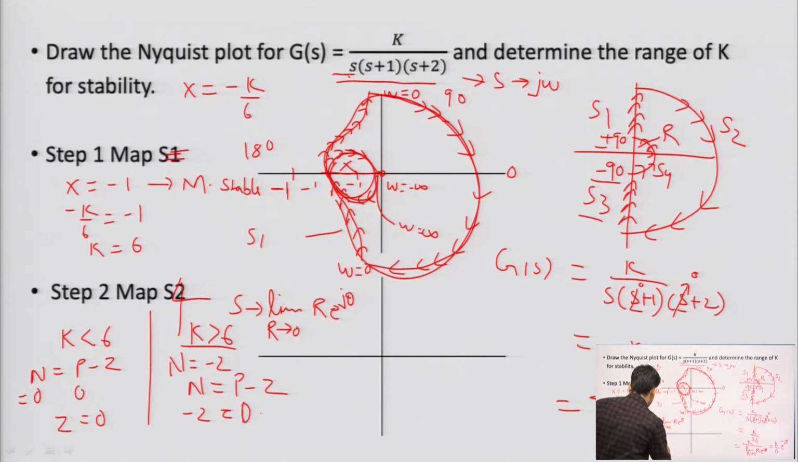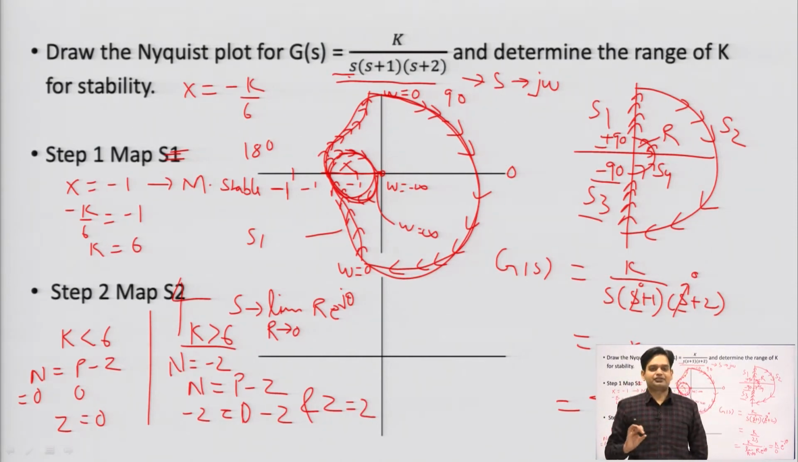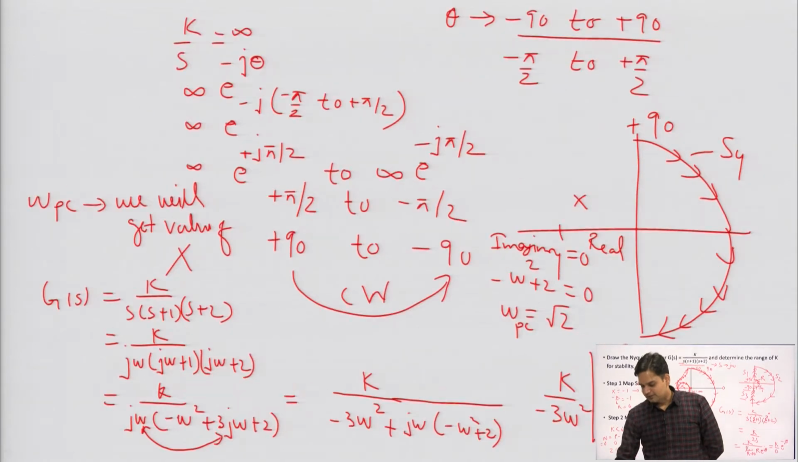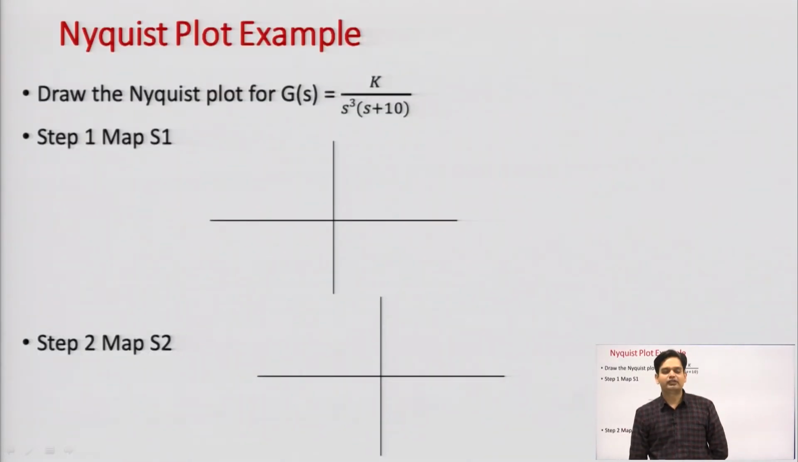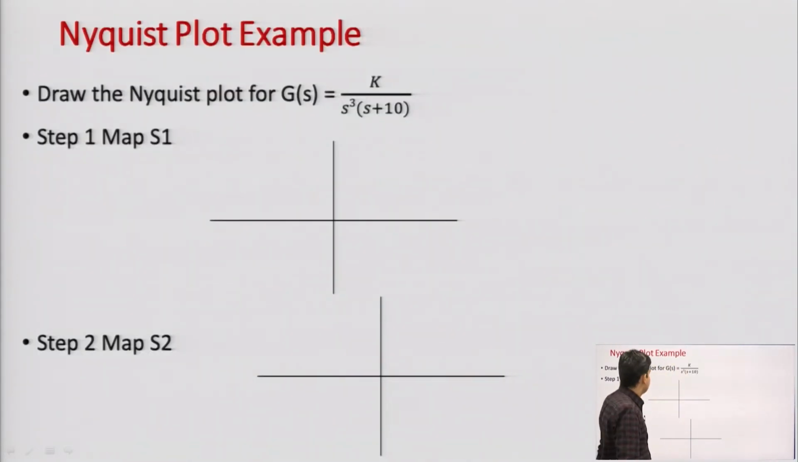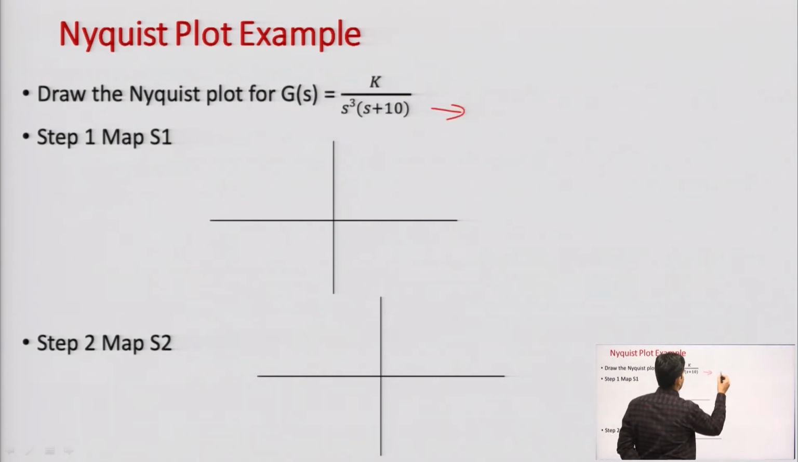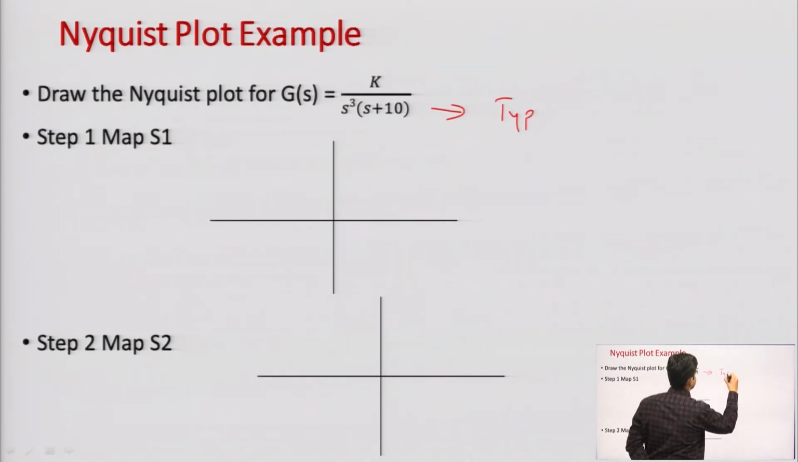So, I can say P minus Z, and Z is equal to 2, it means 2 poles lying in the right half plane, and my system is unstable. Okay. So, in this way we are determining the stability using Nyquist plot. So, one more example is here, this is for type 3 and order 4.